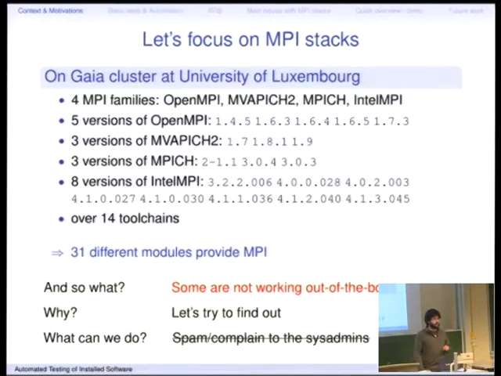For some versions, they are built with different toolchains. So we don't have all the combinations of all the versions and all the toolchains installed, but at the end we end up having 31 modules that provide MPI on our cluster, which is a lot, in my opinion.